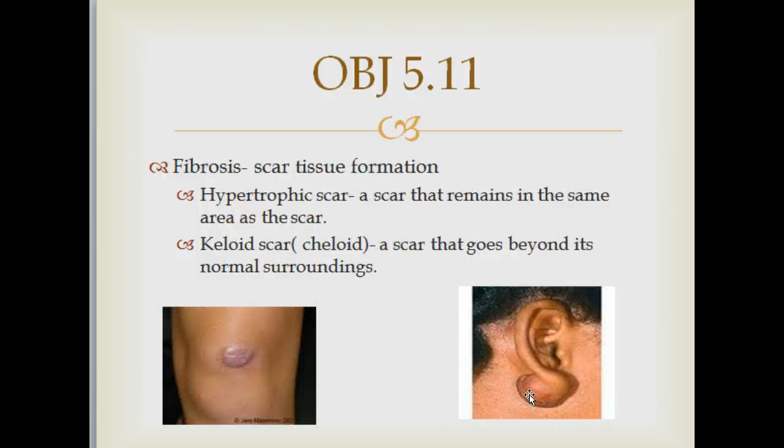Okay. Another very interesting case in the epidermal or just the integumentary system are keloids. Fibrosis, let's start there, is scar tissue formation. So you may have heard of people that say they may have fibroids in their uterus. All they're talking about is that there is scar tissue present. So a hypertrophic scar, meaning hyper, a lot, trophic, large. So there's a large scar that remains in the same area. So here we can see that is a hypertrophic scar.